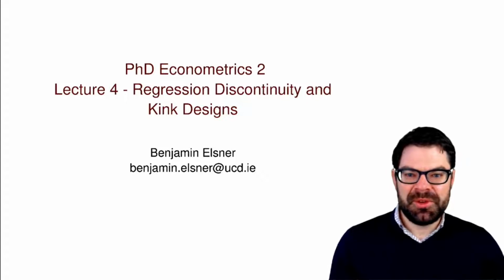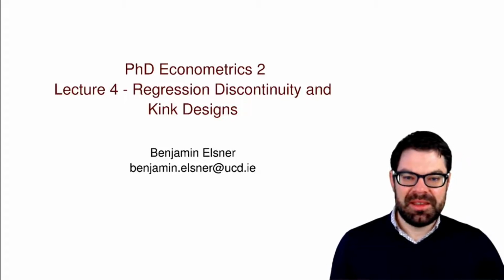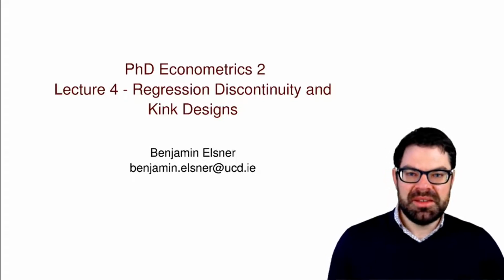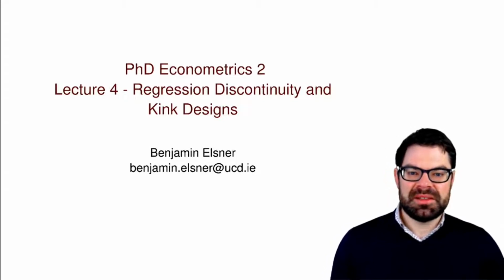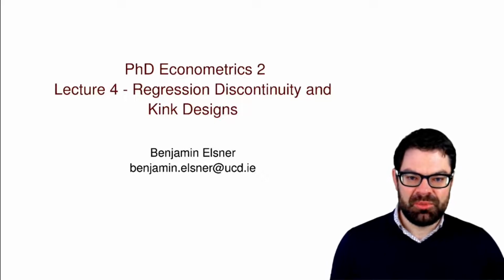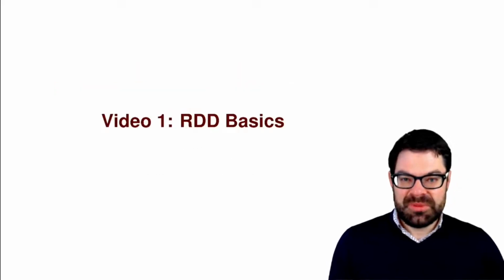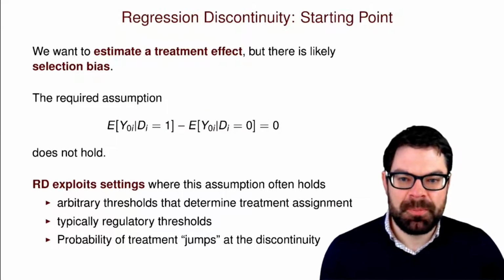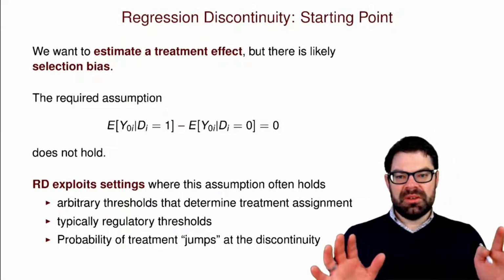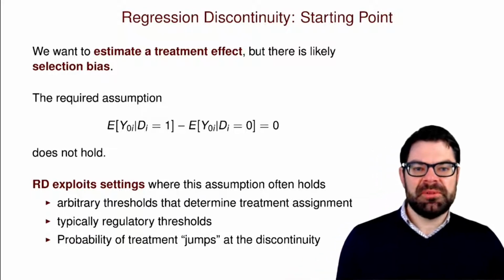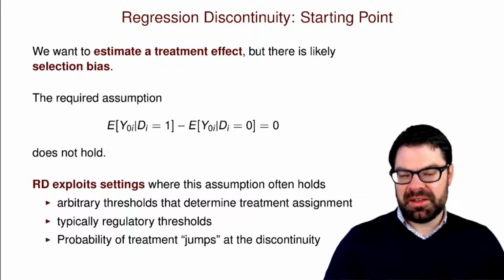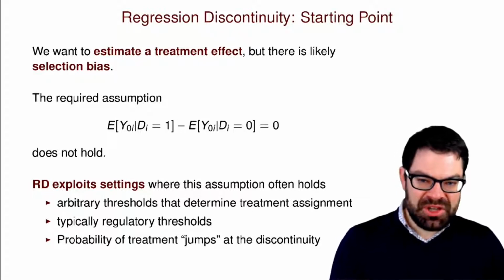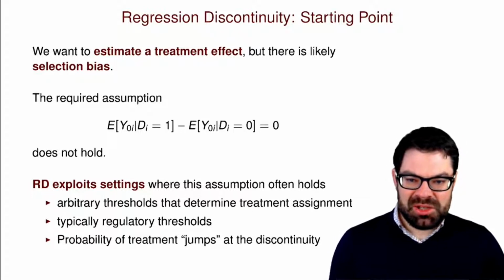The identification assumptions that we need to make in a regression discontinuity design are easier to defend than, for example, in a standard instrumental variable approach. In the first video, we're going to cover the basics of regression discontinuity designs. The starting point here is that we want to estimate a treatment effect, the effect of receiving a treatment on the average outcome of a population of interest.